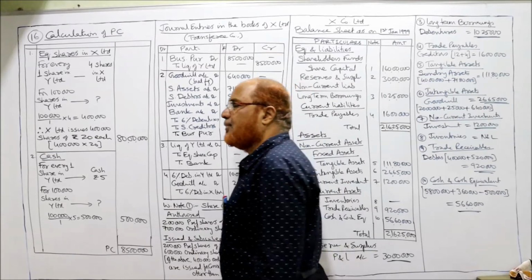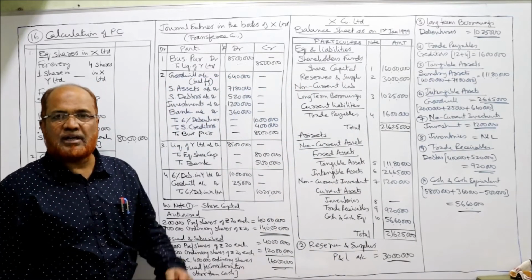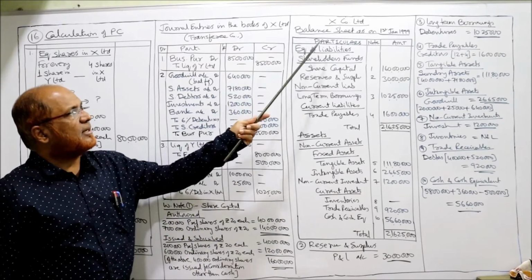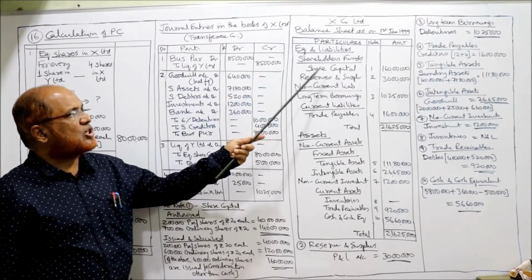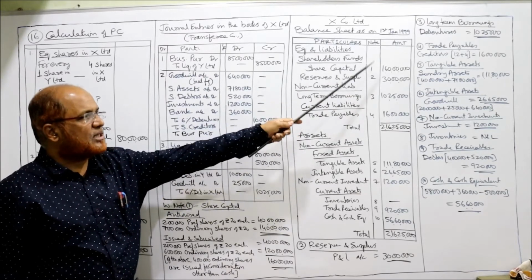These are the entries. Now it is asking you to make the balance sheet in the books of X Limited after taking over Y Limited. So here balance sheet of X Limited. Equity share and liabilities, shareholders fund, share capital, reserves and surplus. Number 1, number 2. Don't see the amount.